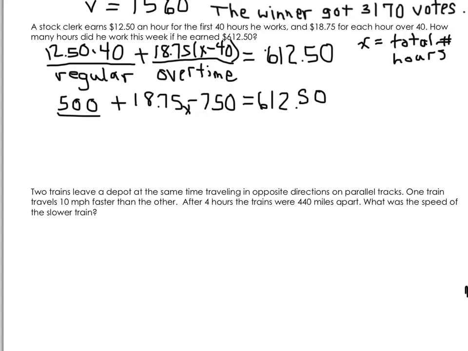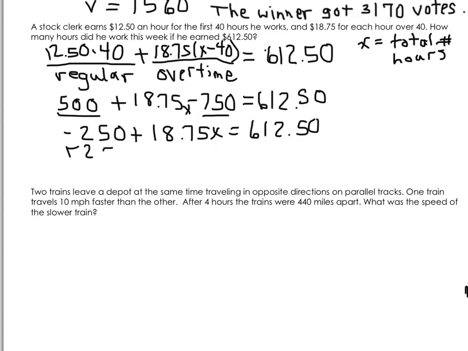So combining our like terms on the left-hand side, we have minus 250 plus 18.75x equals 612.50. Let's add 250 to both sides. That's going to give us our 18.75x equals 862.50.